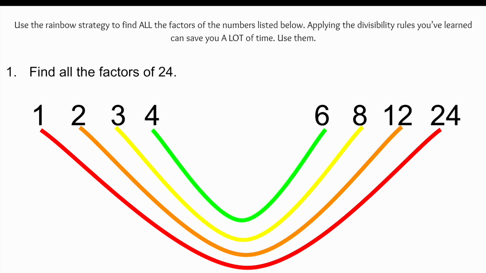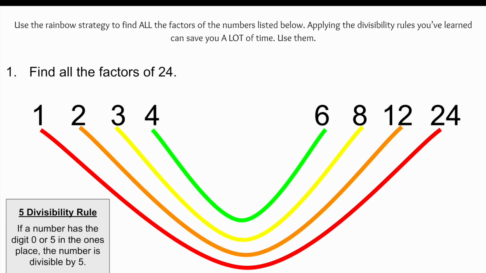And now I only have one number left to try, 5. So let's check the rule for 5. I know that if a number has the digit 0 or 5 in the ones place, the number is divisible by 5. And this number has a 4 in the ones place. So 5 is not going to be a factor, or 24 is not divisible by 5. And then the next number after 5 is 6, and I'm right back to a number that I've already written down, which means that we have tried every single option. So I am all done.